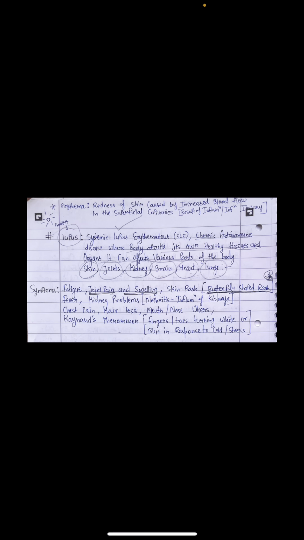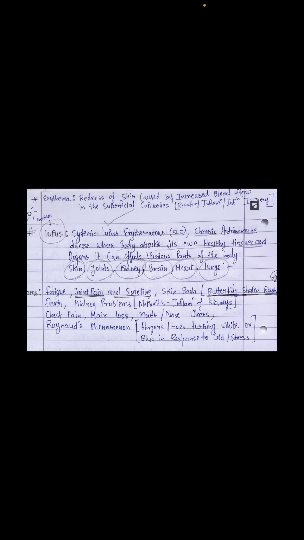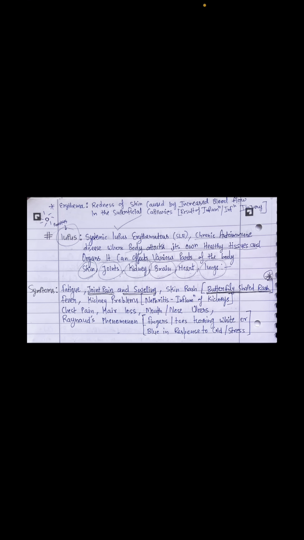So the first thing is systemic lupus erythematosus. As a definition, it's a chronic autoimmune disease where the body attacks its own healthy tissues and organs. The systems which will be affected are skin, joints, kidney, brain, heart, lungs. So almost most of the systems will be affected. The question profile will always say a lot of systems are affected together.